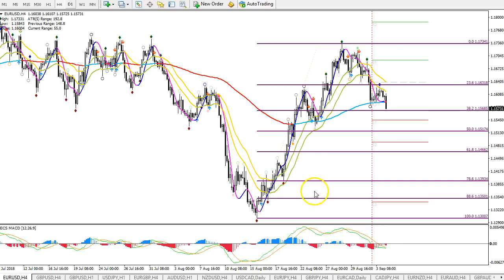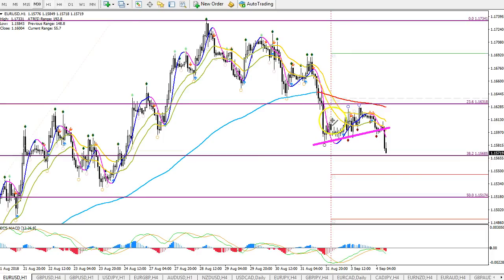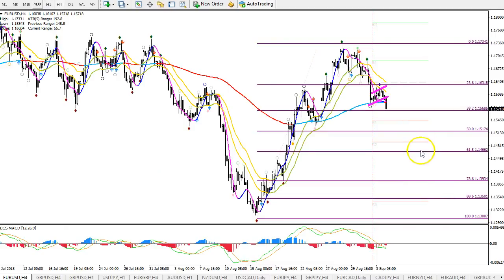Now back to this euro dollar 4-hour chart. You can see that price is breaking through this little flag we had here, this bear flag. On the hourly chart you can see it a little bit better. And I think that this is a wave B. I think this is a zigzag pattern for more downside. I think the main target of this downside is the 50 or 61.8 fib at around 114.70ish or 115.20ish.